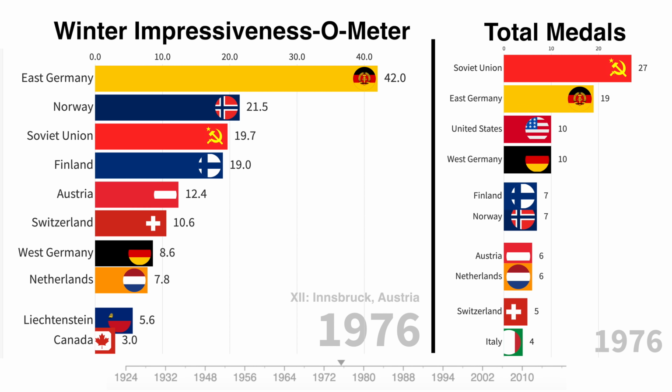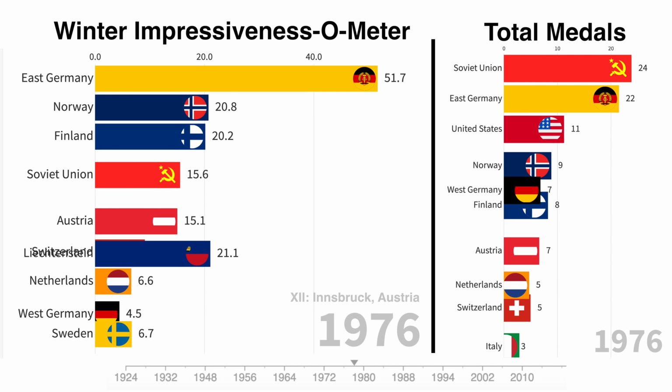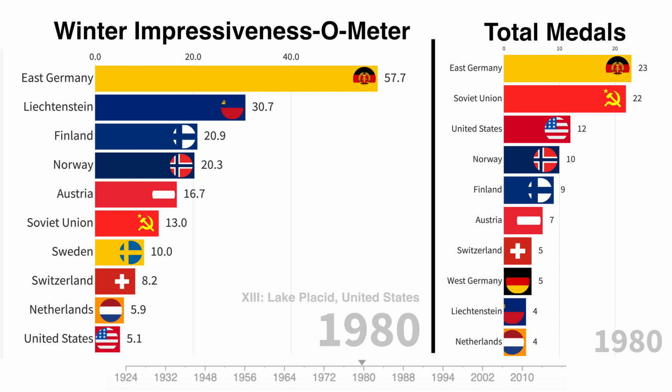very quick rise through the standings, pulling ahead of Norway in 76 and keeping their lead in 1980. Liechtenstein, of all nations, comes in second, winning 4 medals from a population of 25,000 people. All 4 of Liechtenstein's medals were won by 2 siblings.